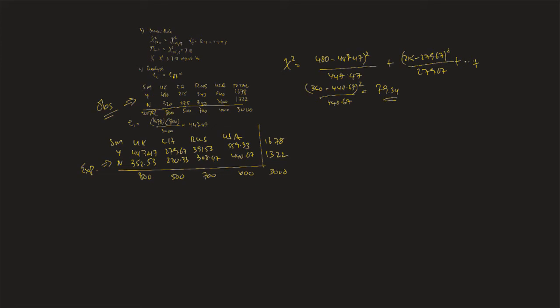So step 5, decision, conclusion. If we just use the critical value approach, we could say since 79.34 is much greater than 7.18, reject H0. And we conclude that we have strong evidence that the proportions are not all the same.